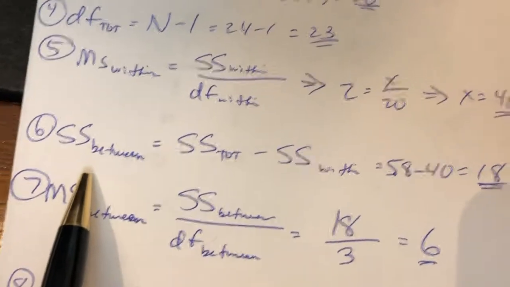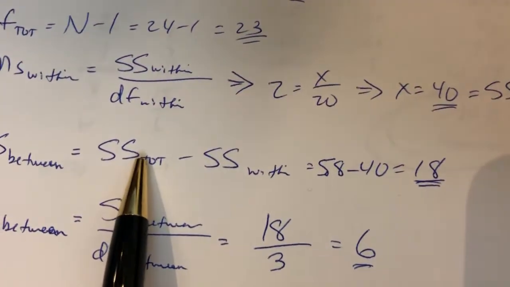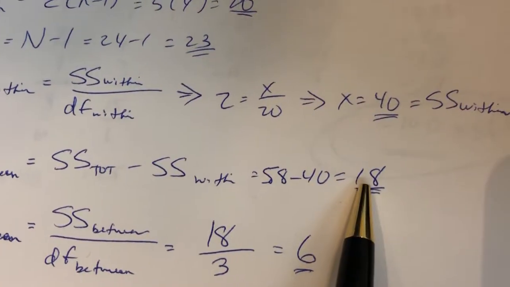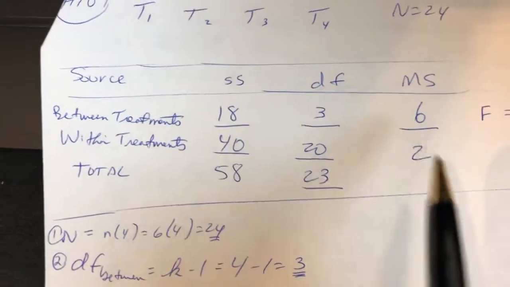So then I went on to the sum of squares between, because we have our total sum of squares, which is 58, and now we just solve for the within amount, so 18. And that's what we put up here. So now we've got all these done. Now we just need a couple more.